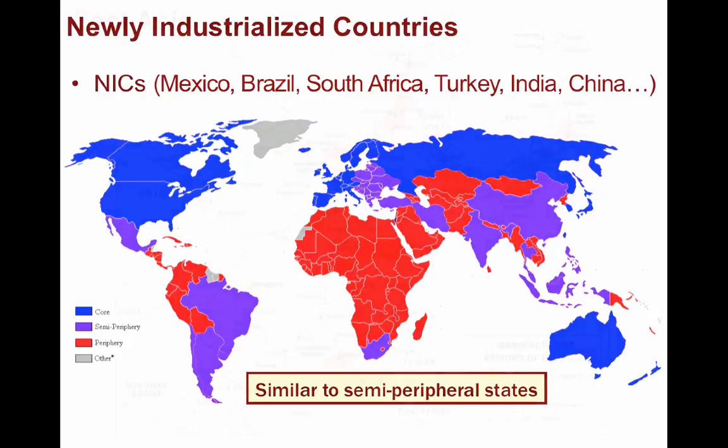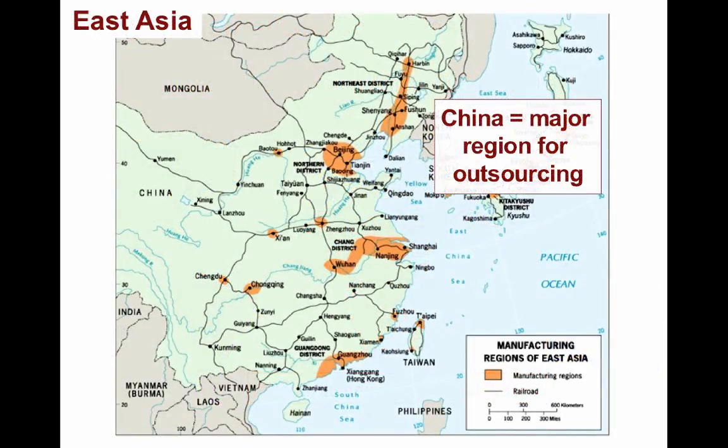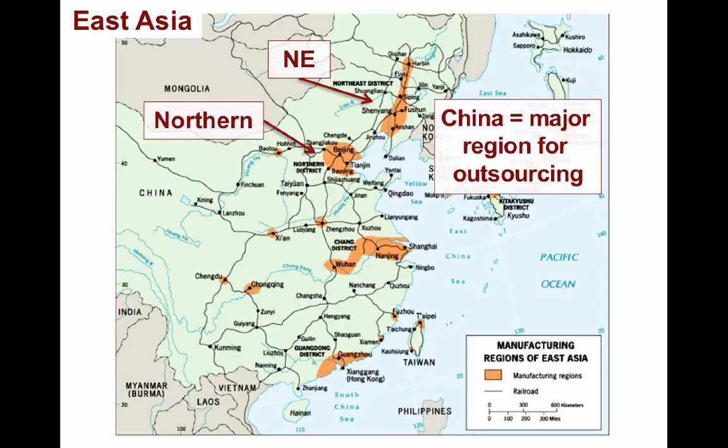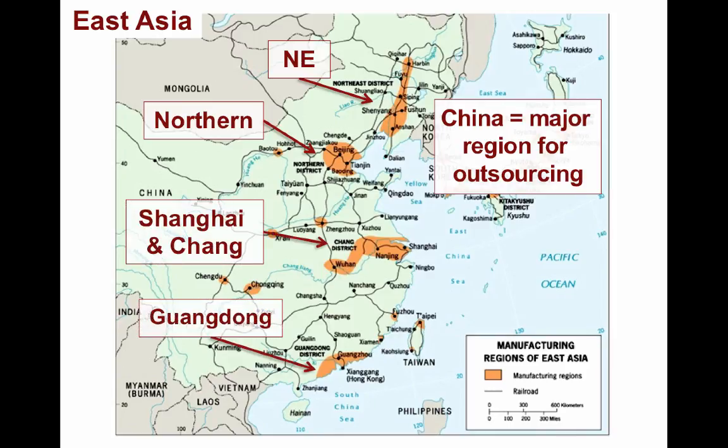For instance, the People's Republic of China has been a major recipient of manufacturing jobs, initially due to their cheap labor. The Northeast District around Manchuria was their first major area of manufacturing, but has also become their Rust Belt, with many aging factories that are less productive than some of their southern counterparts. The Northern District is anchored by their capital, Beijing. There is also the Shanghai and Cheng District, and there is also the Guangdong District, anchored by Guangzhou, the third largest city in mainland China, which is also just north of Hong Kong.